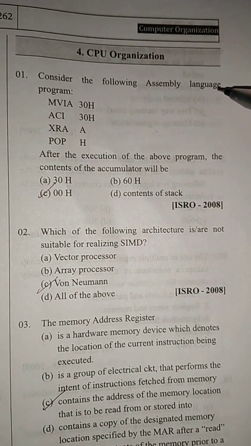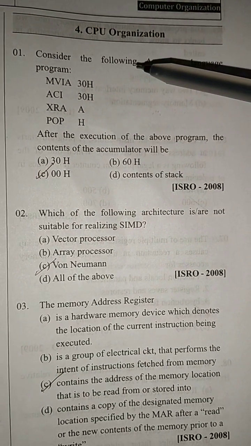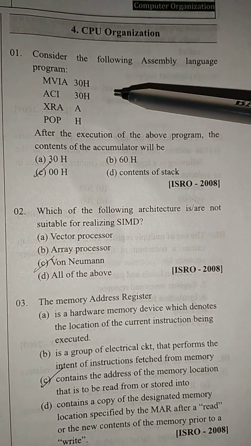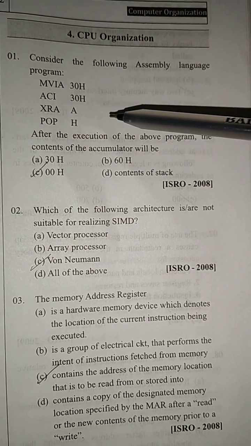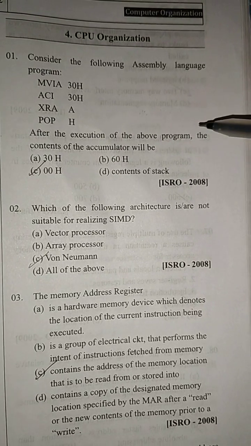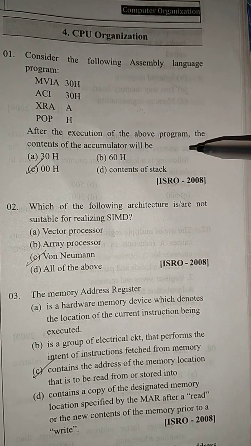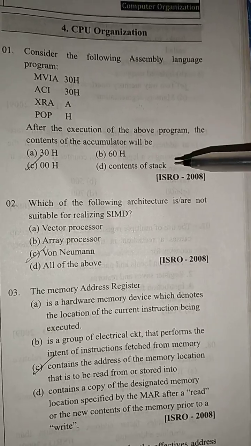CPU organizations. Consider the following assembly language program: MVI A, 30H; ACI 30H; XRA A; POP H. After execution of the above program, the contents of the accumulator will be 00H.